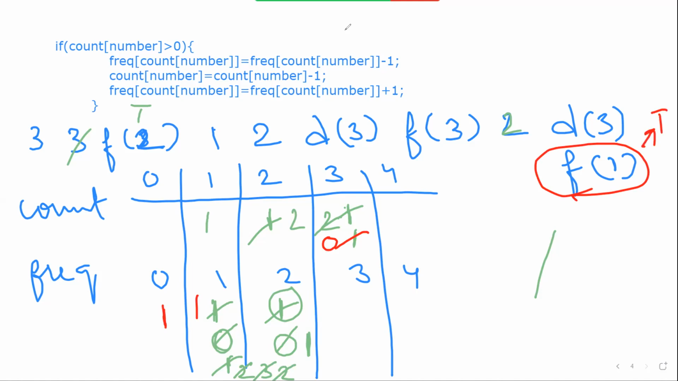So this is how the delete operation is working, and all these values you will get in constant time. But space complexity is more.